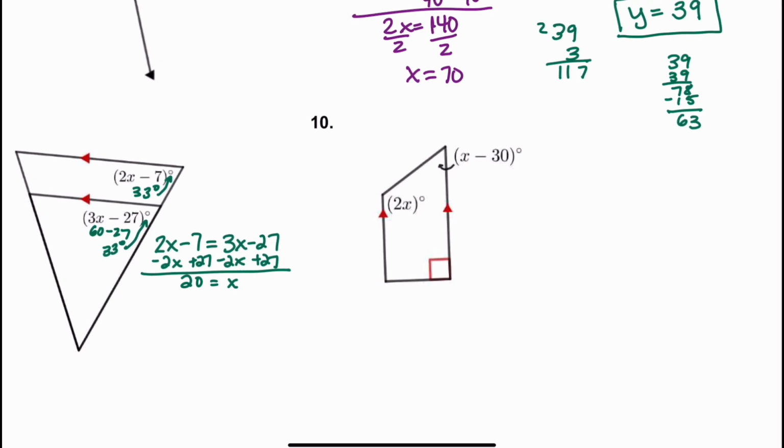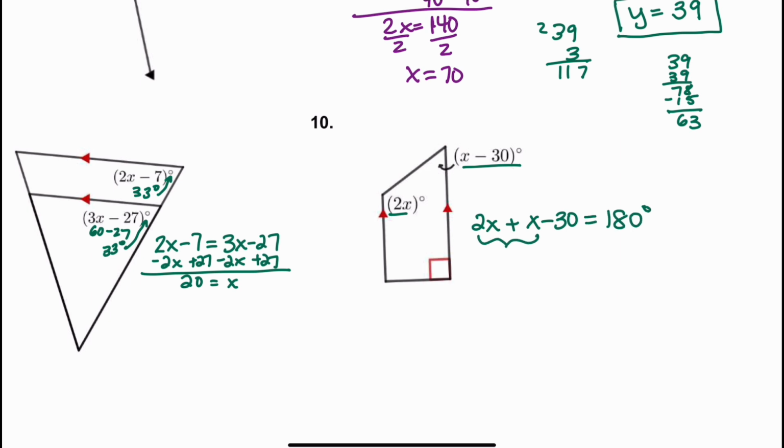I have parallel lines. So these are corresponding angles. They're going to be equal. Wait, they are not corresponding angles, sorry. These are parallel lines. They are the same side on the interior of the parallel lines. So if you notice, this is a smaller angle, this is a bigger one. They are not equal. They're going to add to equal 180. So I'm going to take my first one, 2x. Then I'm going to add my second one, which is x minus 30, and that's going to equal 180 degrees.